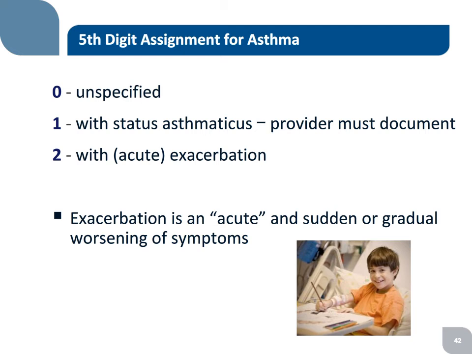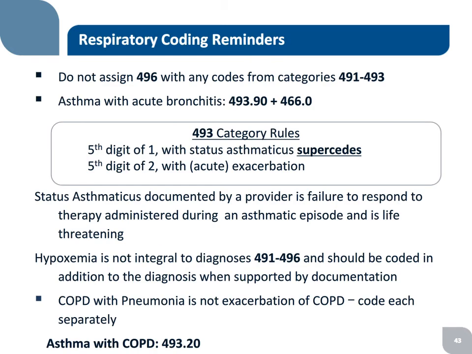So again, we do not code from just signs and symptoms. If I see the wheezing and that they're getting worse, I can't say they're exacerbated. The provider has to actually say that in their documentation. The other thing to note on this slide is that if you have a fifth digit of 1 and a fifth digit of 2, meaning one is asthmaticus and the other exacerbation, the coding rule says the asthmaticus supersedes the exacerbation, and you would code the fifth digit of 1.